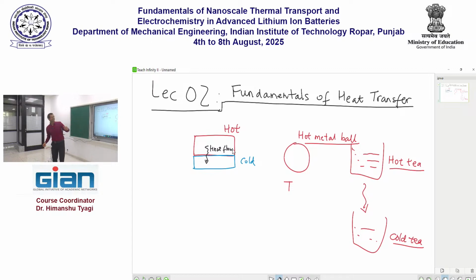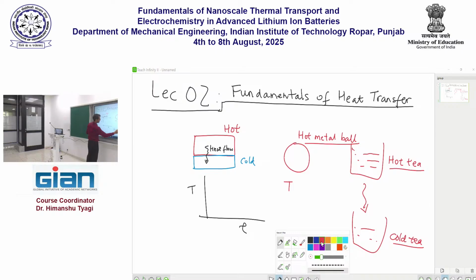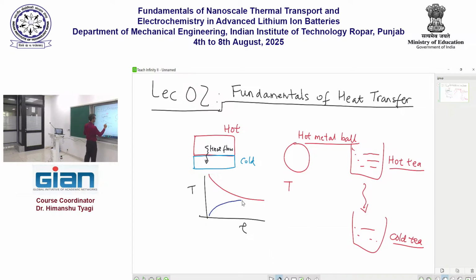So the temperature of the hot body goes down, and the temperature of the cold body goes up, until the two temperatures become equal to each other. If I was to plot temperature versus time, the hot body temperature will probably look like this, the cold body temperature will probably look like this, until the two of them are almost the same as each other. This process is called heat transfer.